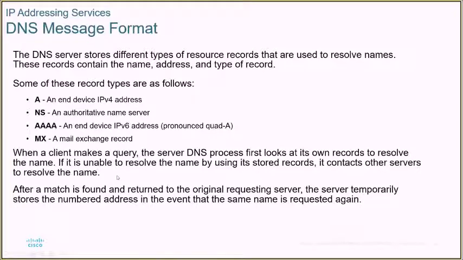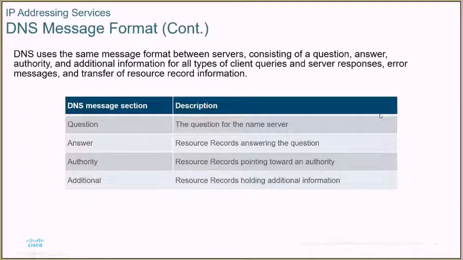When a client makes a query, the server DNS process first looks at its own records to resolve the name. If it is unable to resolve the name by using its stored records, it contacts other servers to resolve the name. That's the process I was talking about. After a match is found and returned to the original requesting server, the server temporarily stores the numbered address in the event that the same name is requested again. So that caches the entry. DNS uses the same message format between servers, consisting of a question, answer, authority, and additional information, for all types of client queries and server responses, error messages, and transfer of resource record information.